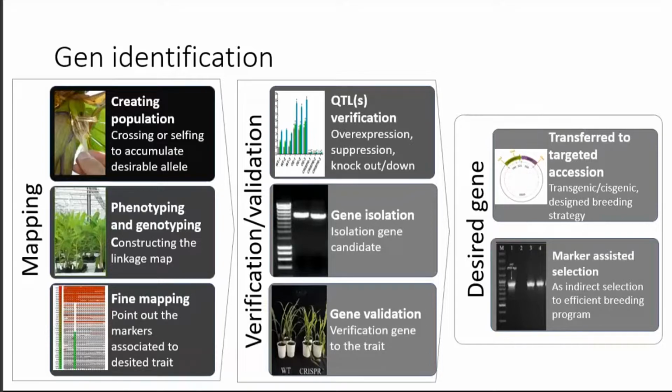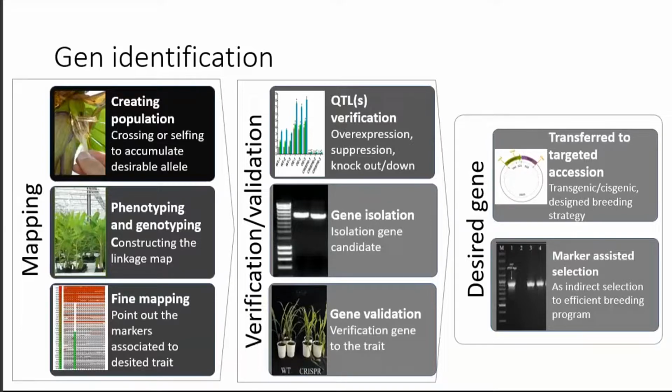And this is the general flow of gene identification. So there are 3 stages: mapping, verification or validation, and isolation of the desired genes. So the first stage is mapping. This is the stage that I would like to present in more detail this morning.